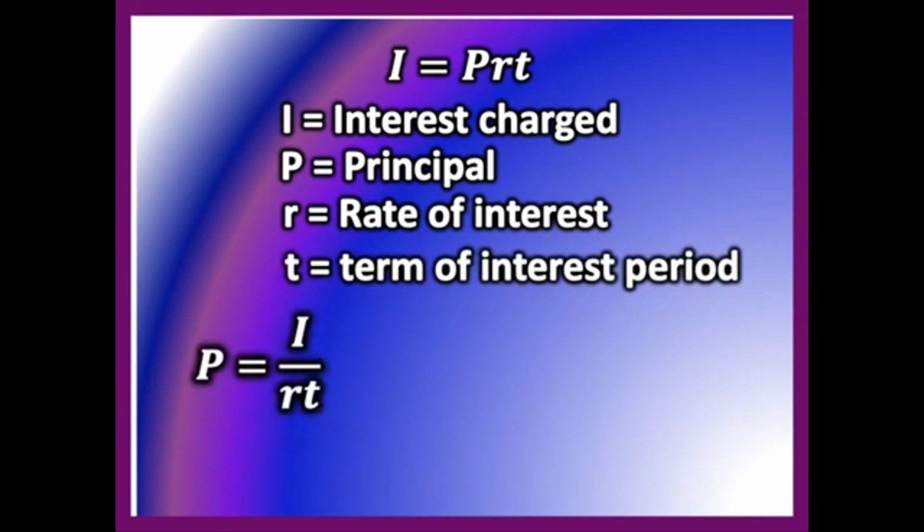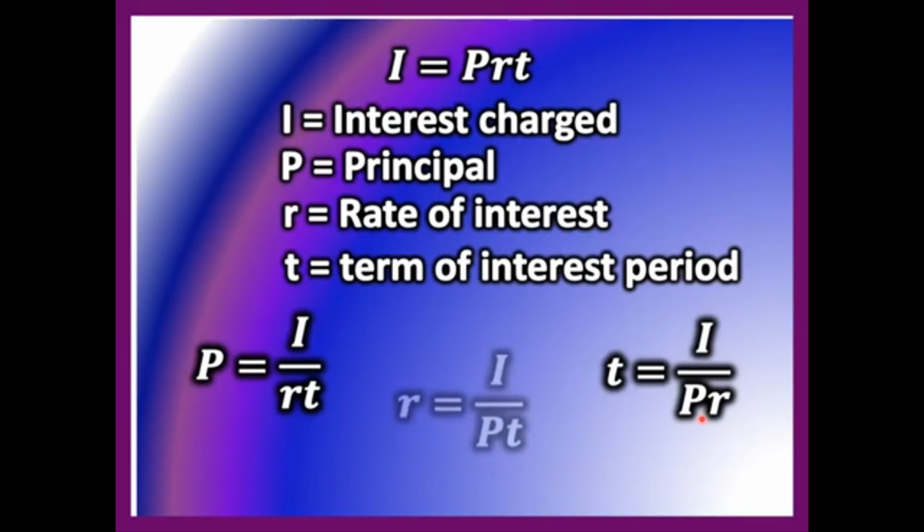So, using this formula, I equals PRT, we can derive another formula by dividing both sides by RT. So, RT will be cancelled and you can now have P equals I over RT. Also, you can have T equals I over PR if you divide both sides by PR. So, cancel the PR, then that will be I over the product of P and R.